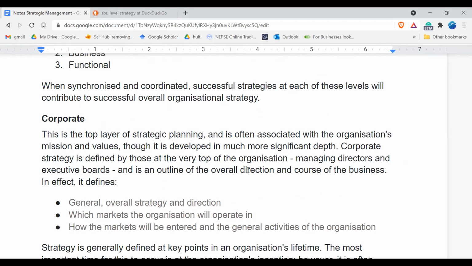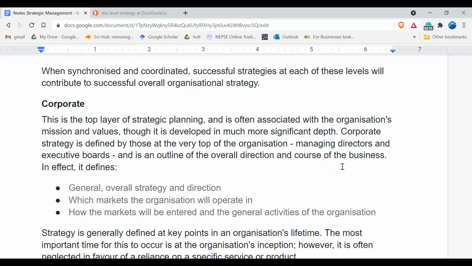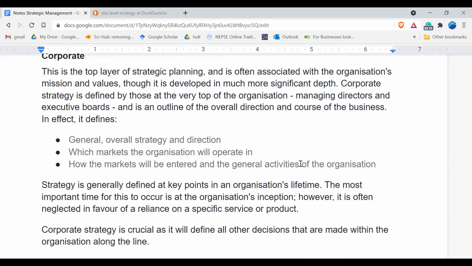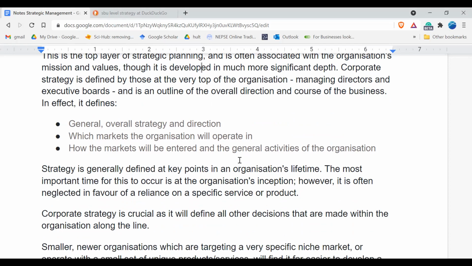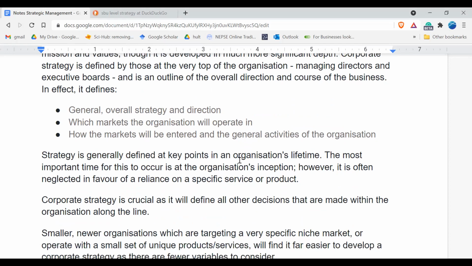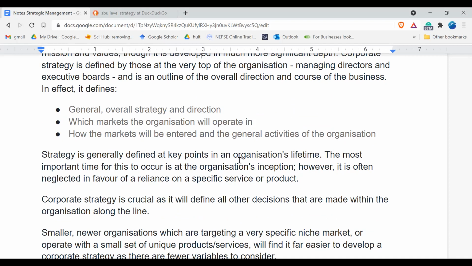Mission and values. Though it is developed in much more significant depth, corporate strategy is defined by those at the very top of the organization, such as managing directors and executive boards, and is an outline of the overall direction and course of the business. In effect, it defines general overall strategy and direction, which markets the organization will operate in, how the markets will be entered, and the general activities of the organization.